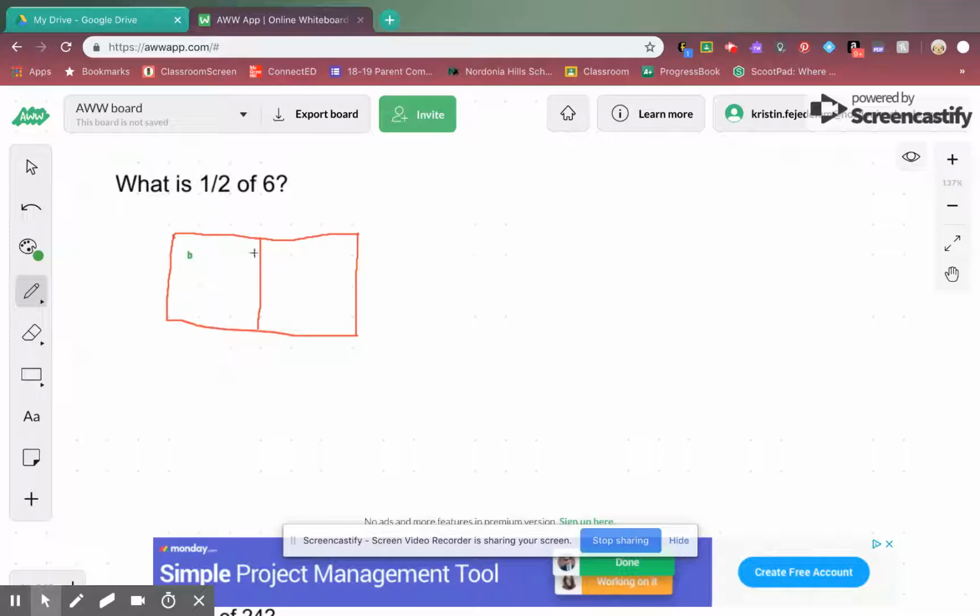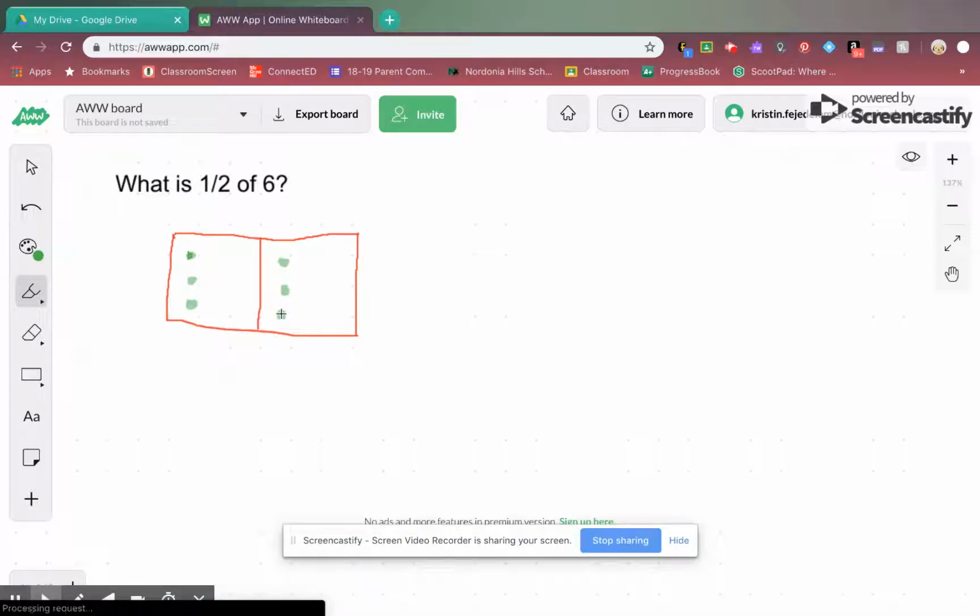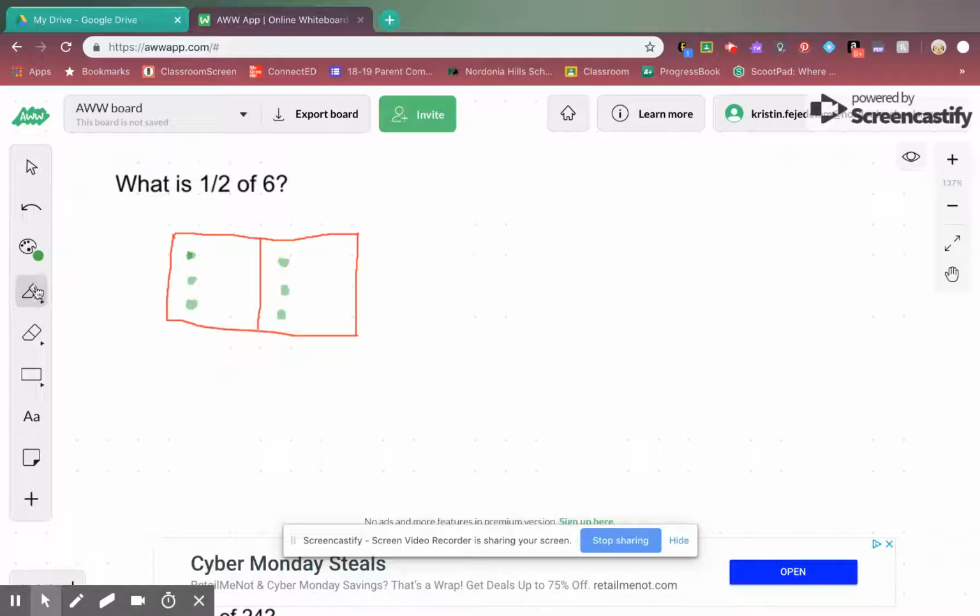So I have 1, 2, 3, 4, 5, and 6. So there are now 6 counters in the whole box.